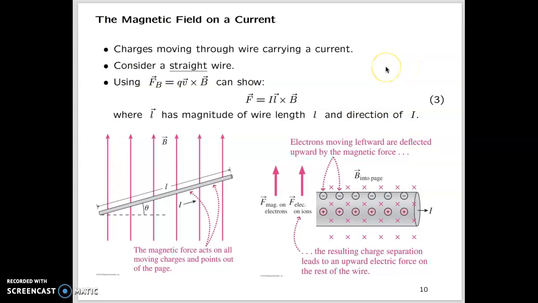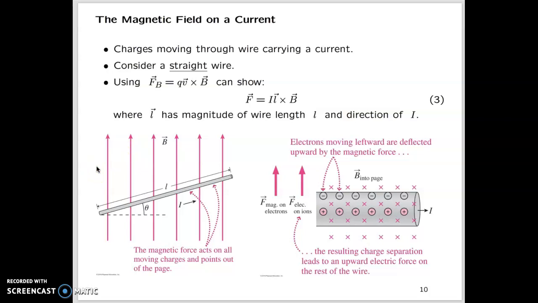So far, we've been considering the effects of the magnetic field on single charged particles that are moving through the magnetic field. Let's consider a case where we have an electric current which goes through a wire. So here's a piece of a wire of length L, and it's in a magnetic field. The field is pointing up.